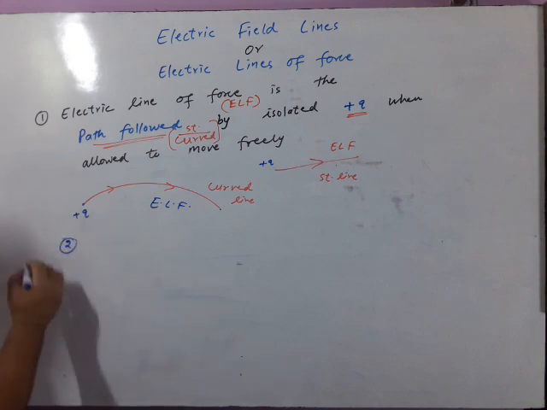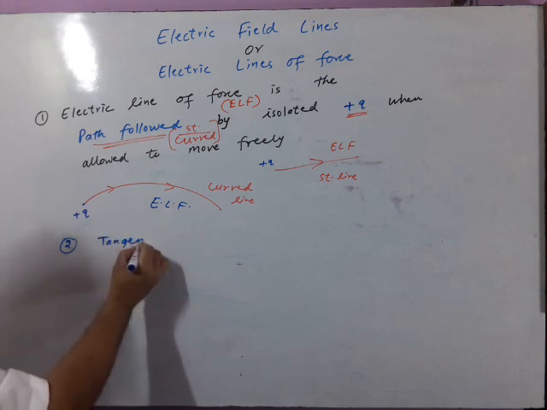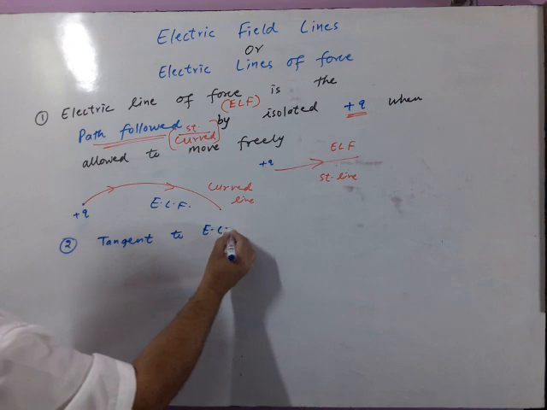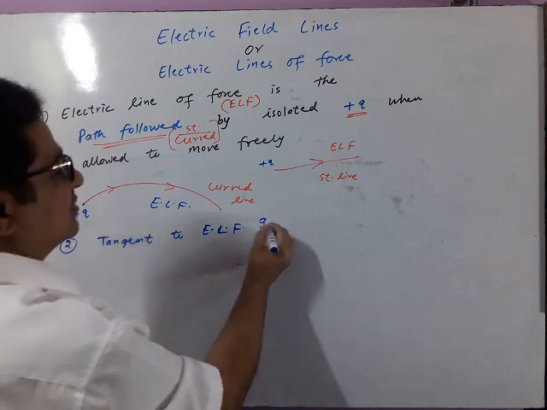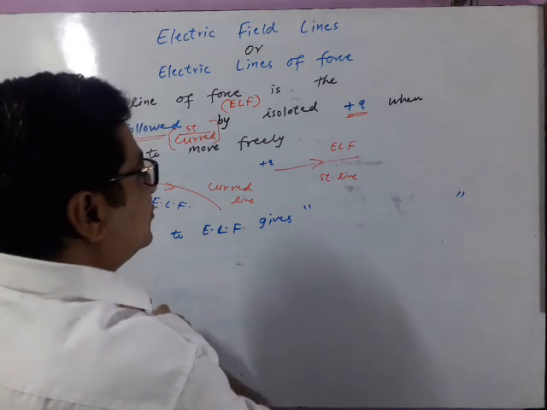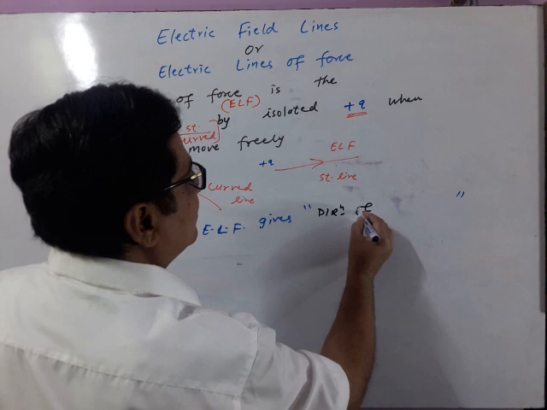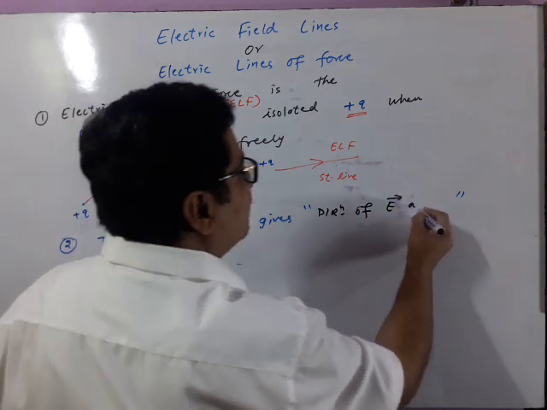Point number 2. The tangent to an electric line of force gives the direction of the electric field intensity at that point.